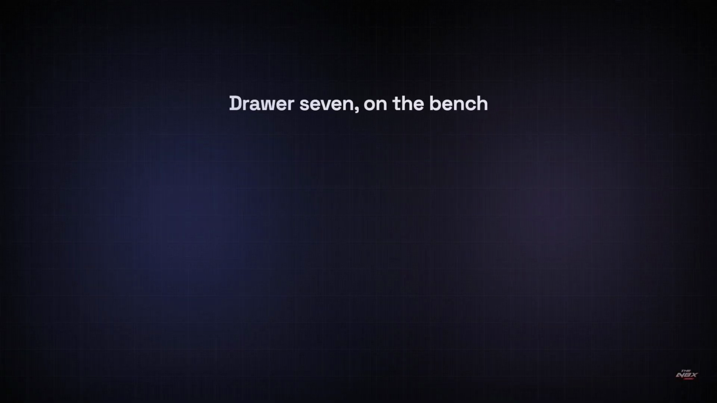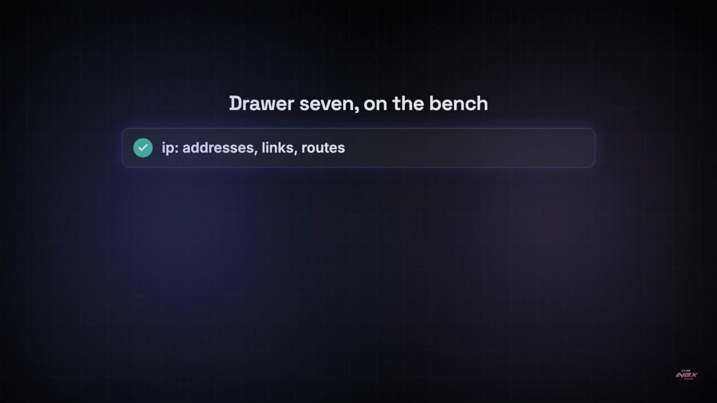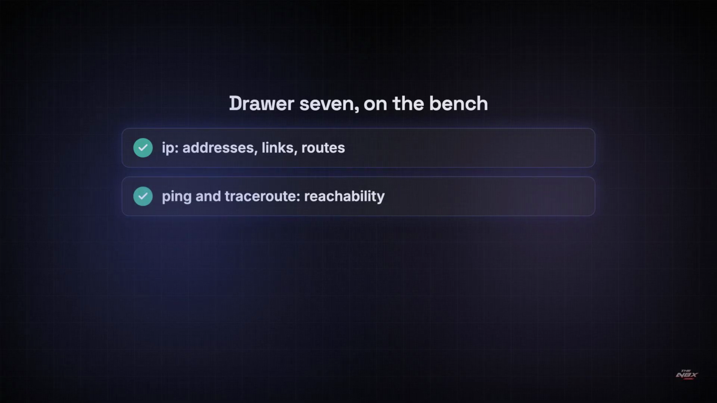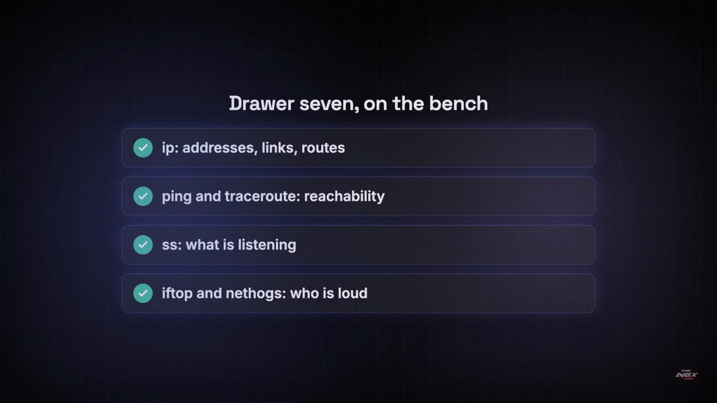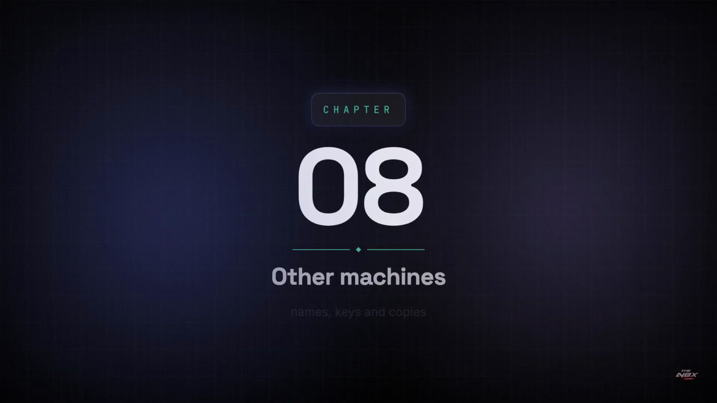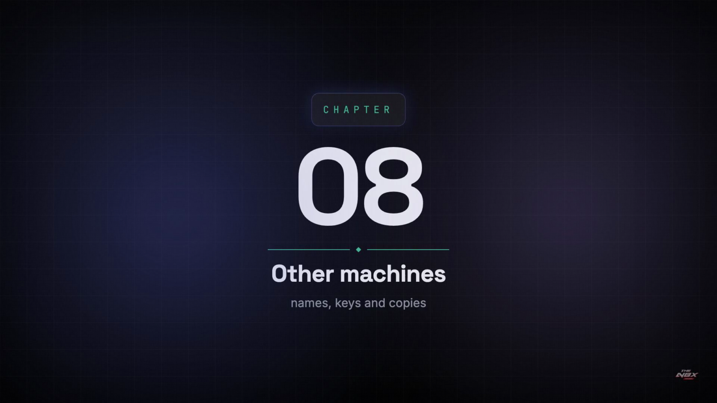Drawer 7 is the wire. IP says who you are. Ping and traceroute say what you reach. SS says what's open. The bandwidth tools say who's loud. Drawer 8. Reaching other machines, which is most of the job that matters.